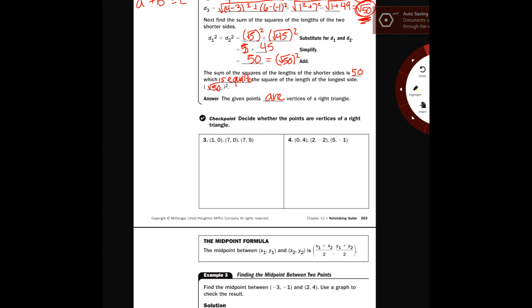So now we're going to try it again, but it's a little more funky setup. Sometimes it's good to graph to see which will be your legs and which will be your hypotenuse. So you're going between 1, 0 and 7, 0. 1, 2, 3, 4, 5, 6, 7. And 7, 5. 1, 2, 3, 4, 5, 7, 5 right here.